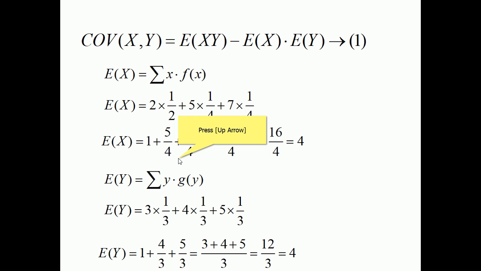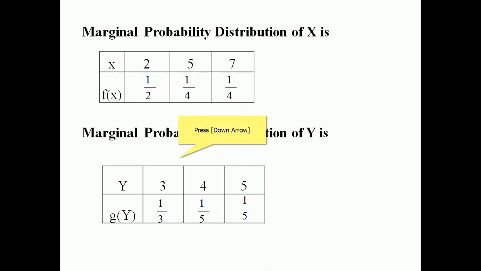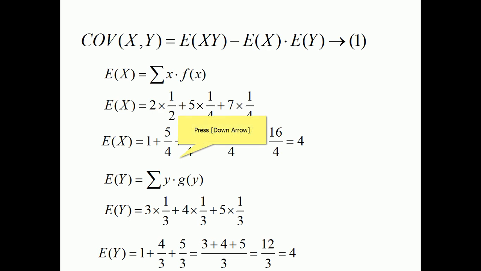Now, after finding the marginal distributions of x and y, we need to find the expectations and the covariance between the discrete random variables. To find the covariance, the formula is E of xy minus E of x into E of y.